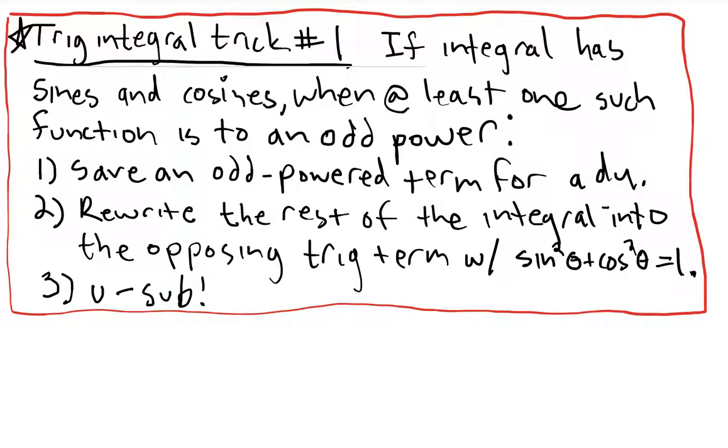Okay, so here, my red flag for this particular trick is up top. If my integral has a bunch of sines and cosines, particularly if they're in a product together, and at least one of them is to an odd power, what I'm going to do is the set of 3 instructions I gave you. We want to save an odd-powered term for a du. I want to rewrite the rest of the integral into the opposing trig term using the Pythagorean trig identity. And then I want to close this out with a u sub.